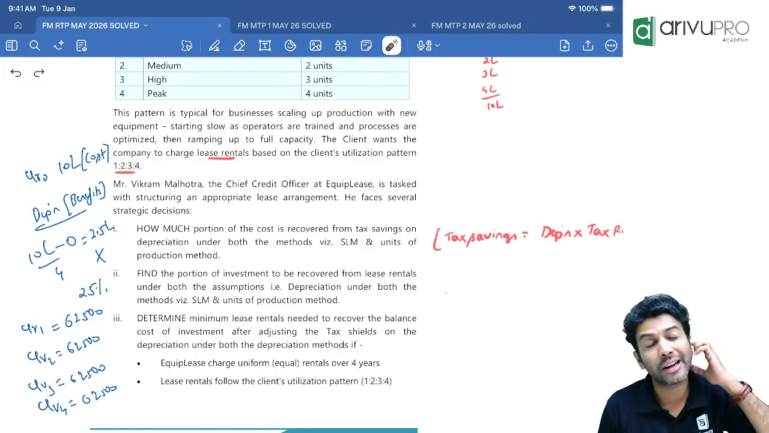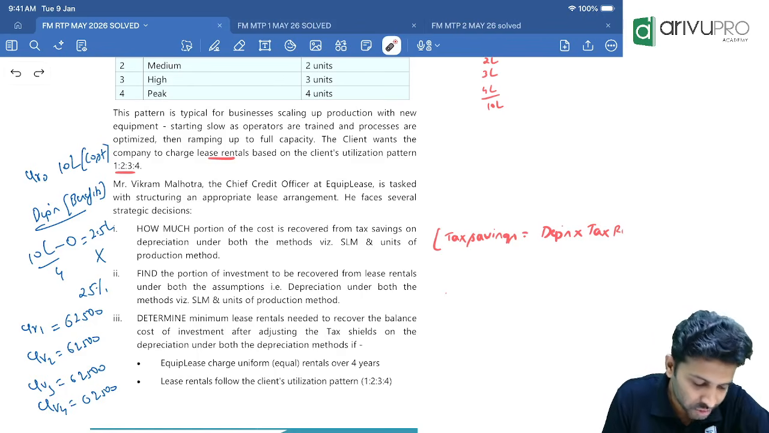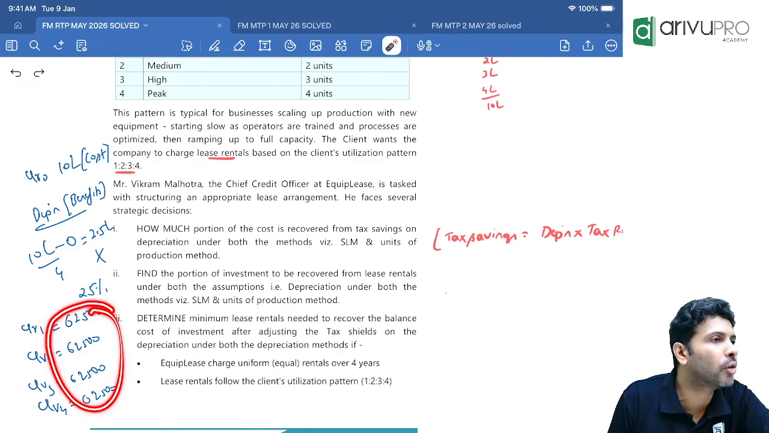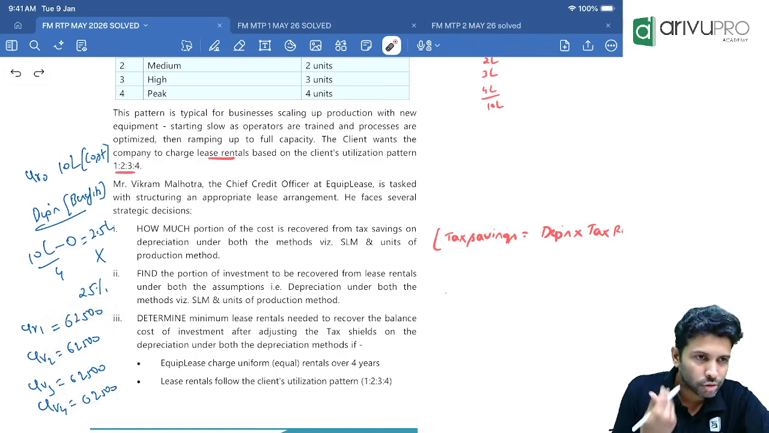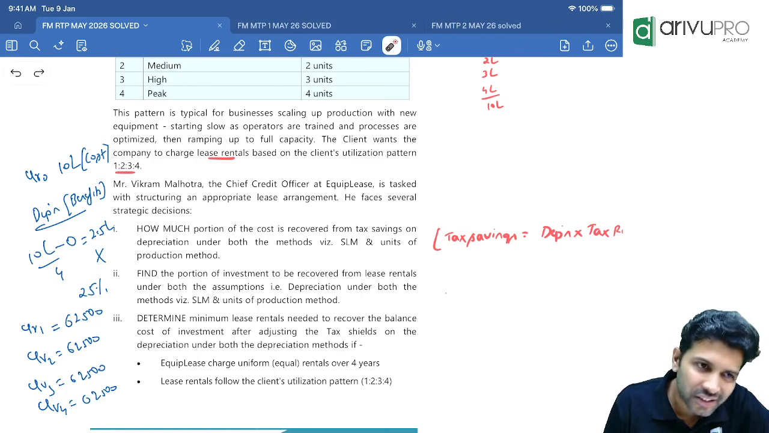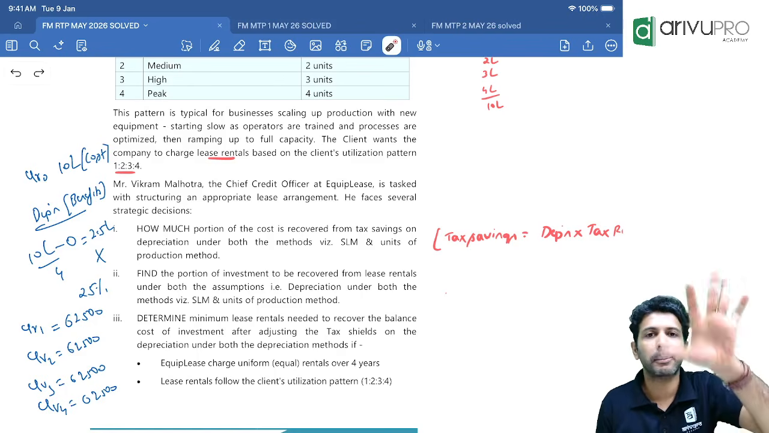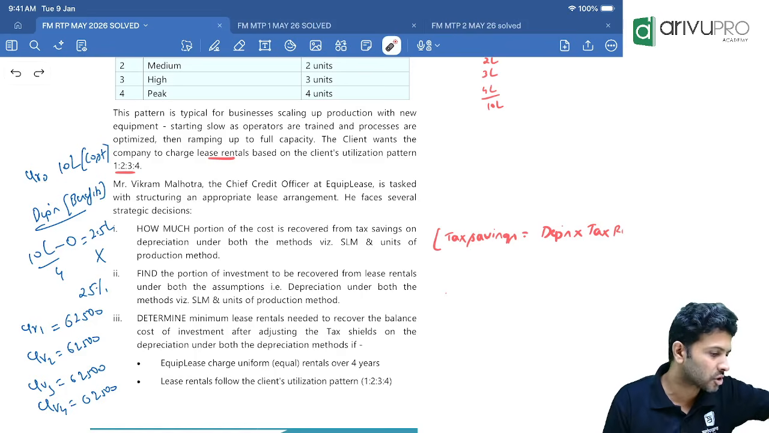How many years are we planning to lease it out? 4 years. That means you will get the depreciation benefit over a period of 4 years. So this is on a future value platform. Now we have to get this on a present value platform. That is the total benefit we have got due to depreciation in present value terms.